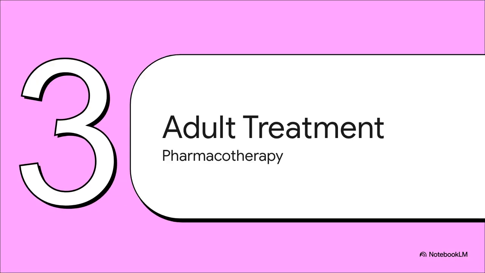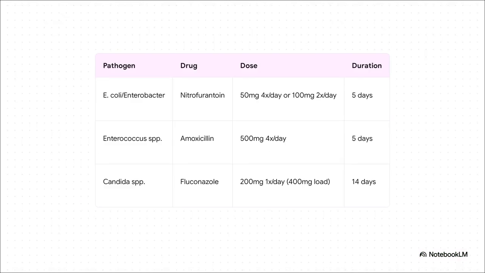Okay, so armed with all that diagnostic data, let's pivot and talk about the evidence-based treatment protocols for our adult patient population. Treatment absolutely must be tailored to the specific pathogen and its sensitivities. For your standard E. coli, a 5-day course of nitrofurantoin is perfect. But if that culture comes back showing enterococcus, you need to switch gears to amoxicillin. And in those much rarer fungal cases caused by candida, you're in a whole different ballpark, looking at a much longer 14-day course of an antifungal like fluconazole.